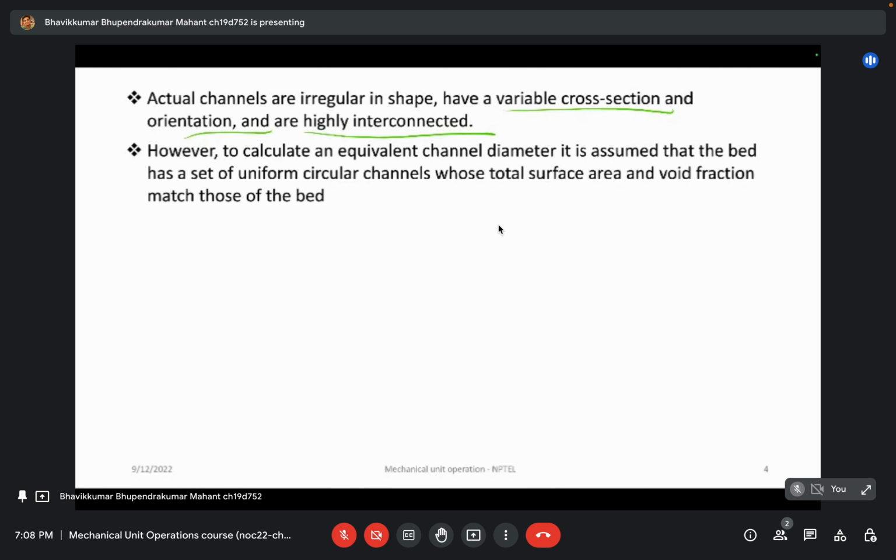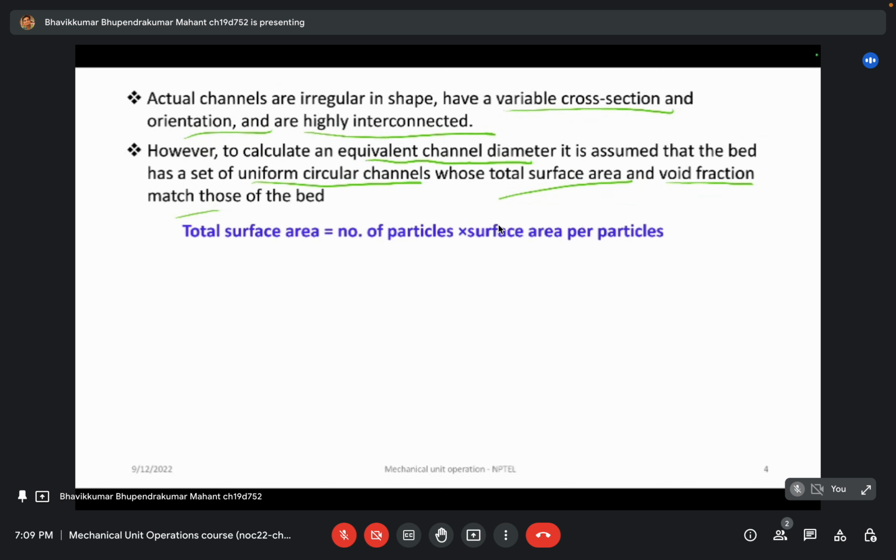However, we need to understand one thing: whenever we calculate the equivalent channel diameter, we need to assume that the bed has a set of uniform circular channels. Although it is not real, and the channels are always irregular in shape, when we calculate the equivalent channel diameter we always consider uniform circular channels whose total surface area and void fraction match those of the bed. At the end, we can get a mathematical form which we can use for finding the pressure drop across the bed.